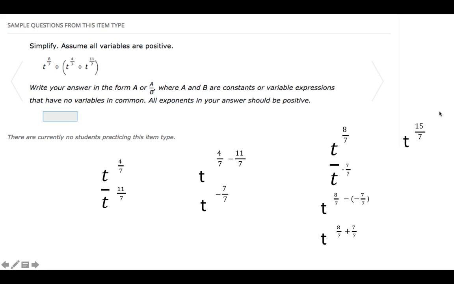Now, because my exponent is positive, I do not need to rewrite this by shifting it down to the denominator position. I could go ahead and enter this. And that's it. So that is our refresher on how to simplify fractions when you're dividing them and you have exponential expressions with the same base. Make sure that you have detailed notes to help you out in the IXL.